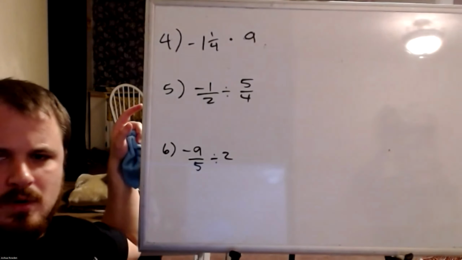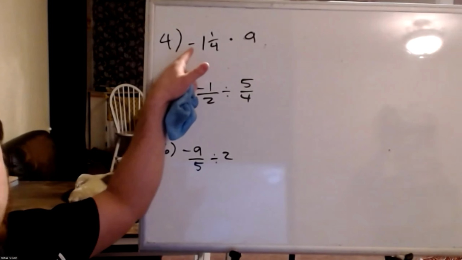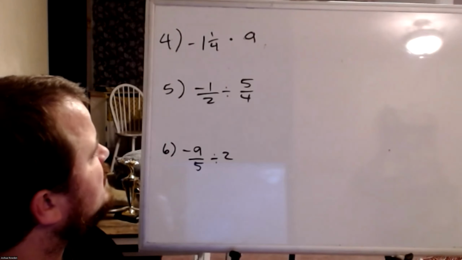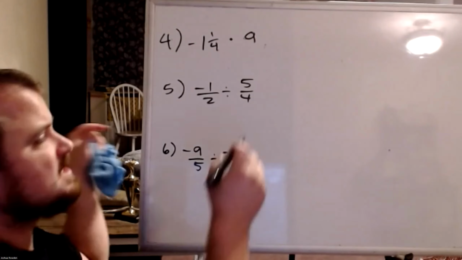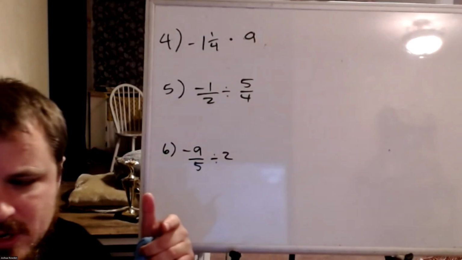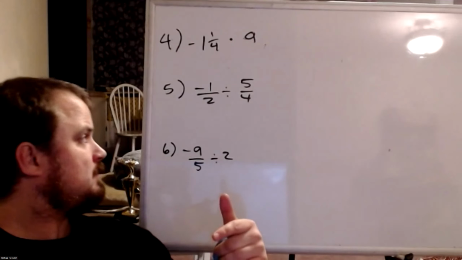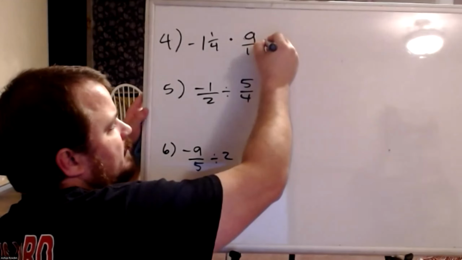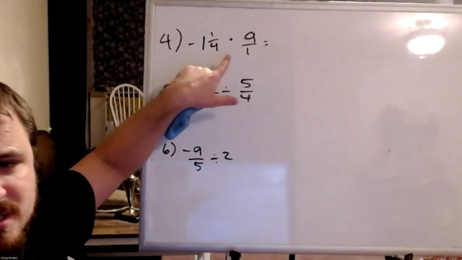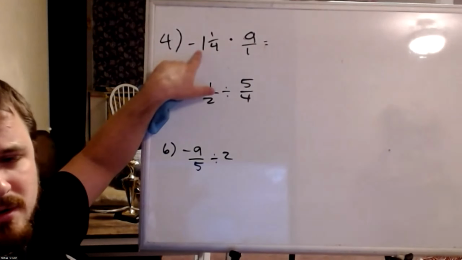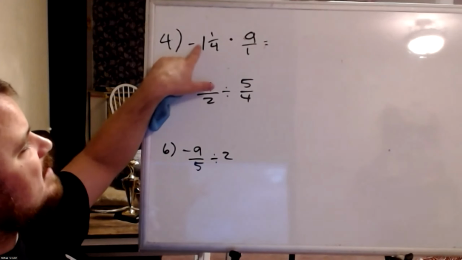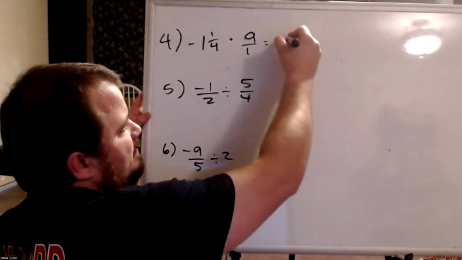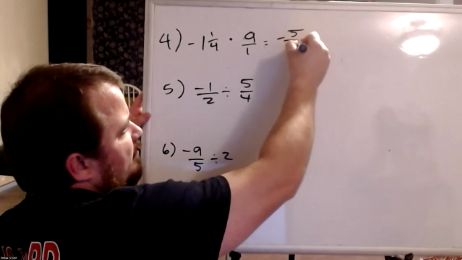So what do we do about this? -1 1/4 times 9. There's a couple of things we'll have to do. First, let's remember that if you have any number, it's technically that number over 1. So 9 is technically 9/1. And then what I'm going to do is take 4 times 1, which is just 4, and add 4 to what's on top, which is the 1. So -1 1/4 is like having -5/4.